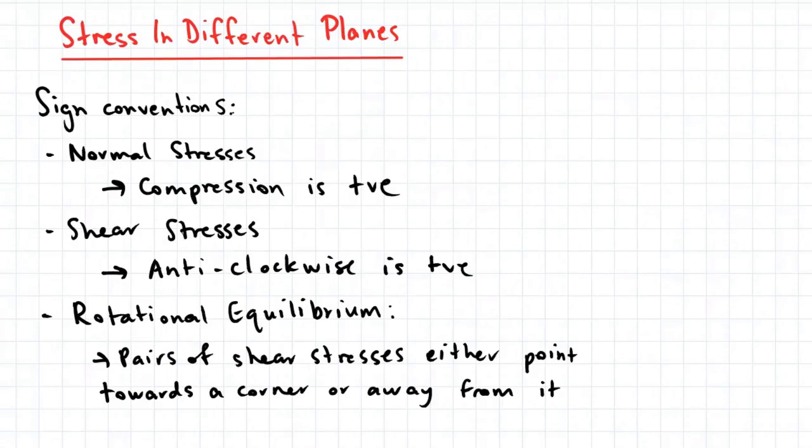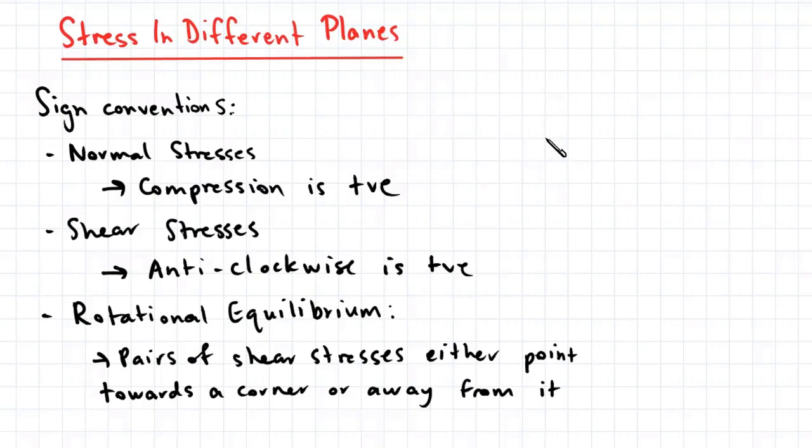So before I derive the equations for Mohr circle, I'll just run you quickly through the sign conventions which are used. So normal stresses, these are stresses which are applied perpendicularly to a soil surface. We take compression to be positive. And for shear stresses, these are stresses which are applied parallel to the surface of a soil. We take anti-clockwise to be positive.